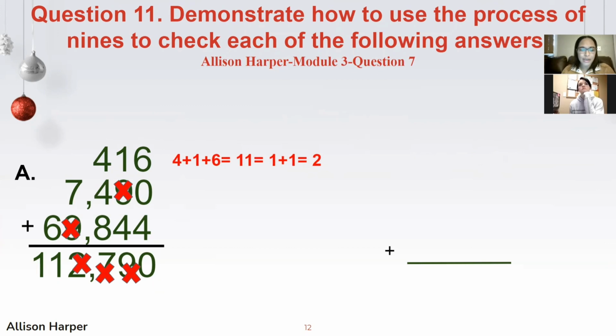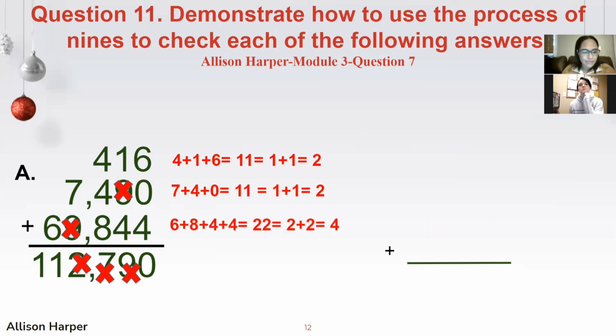And then we're just going to go back and add up our numbers. So we have 4 plus 1 plus 6, which equals 11. But then we're going to break down our 11 and do 1 plus 1, and that equals 2. Same for our next row. 7 plus 4 plus 0 equals 11. We're going to break down our 11 to 1 plus 1, which equals 2. And here we have 6 plus 8 plus 4 plus 4, which is 22. And we're going to break that down to 2 plus 2, which gives us 4.